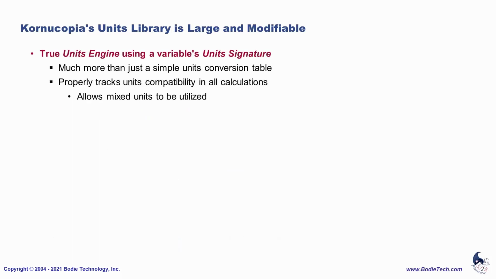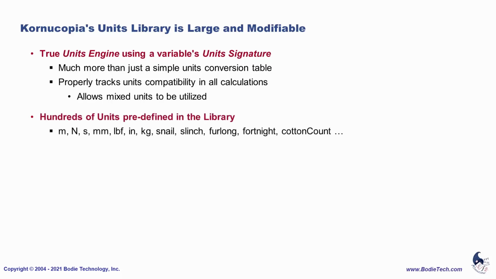Kornucopia's units library is large and modifiable. It is based on a true units engine that uses a variable's unit signature. This is much more than just a simple units conversion table. It properly tracks units compatibility in all your calculations, allowing you to comfortably use various units associated with your data, including mixed units. The library has hundreds of units predefined.